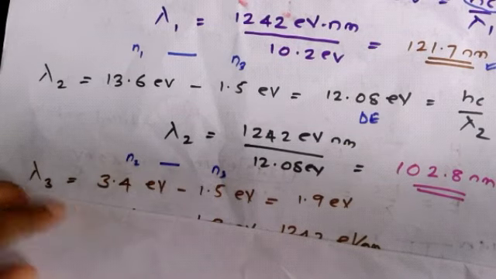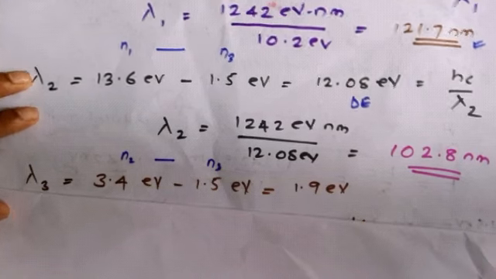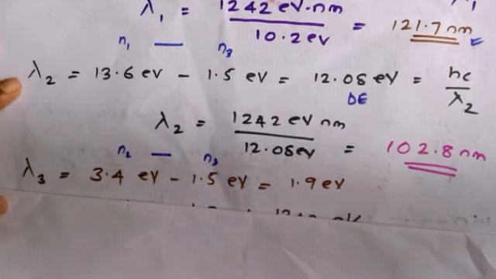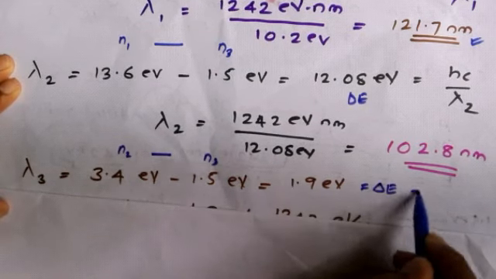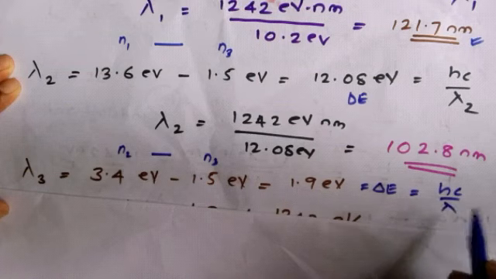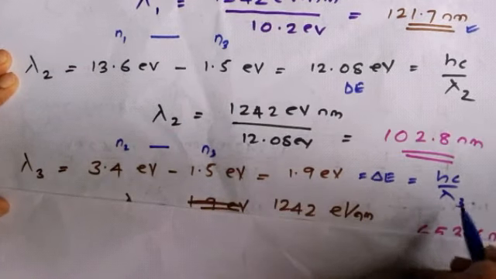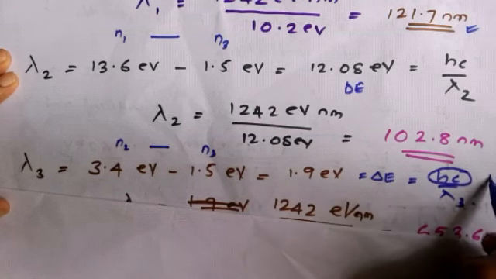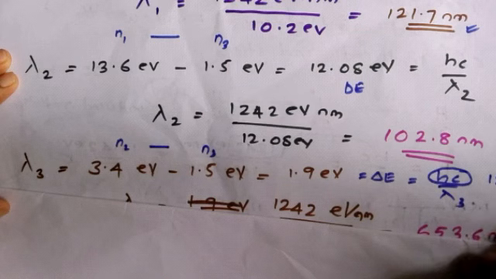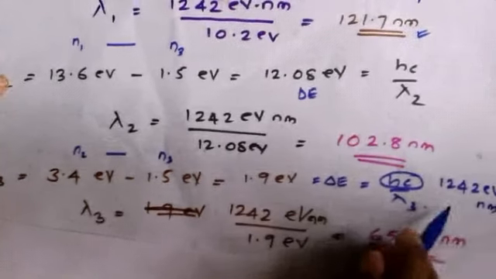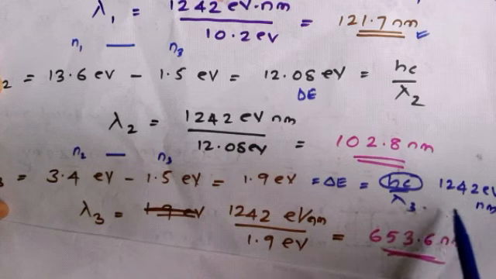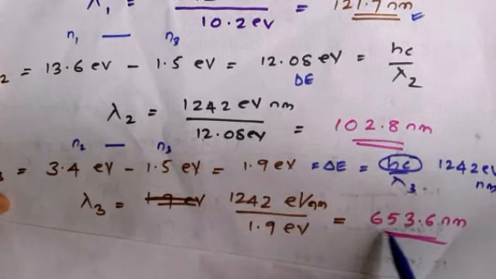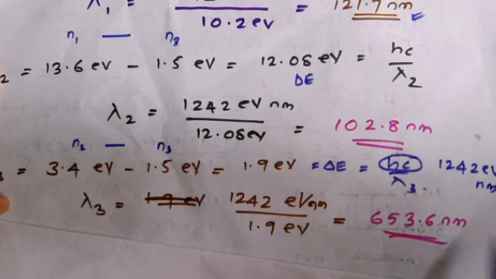Now, the third, lambda 3, is when it comes from n3 to n2. The difference between n2 and n3 is 1.9 electron volt. This is the delta E, equal to hc by lambda 3. Please calculate lambda 3. Please remember, hc has a value of 1242 electron volt nanometer. Learn this by heart. Divided by 1.9 electron volt, you will get 653.6 nanometer.